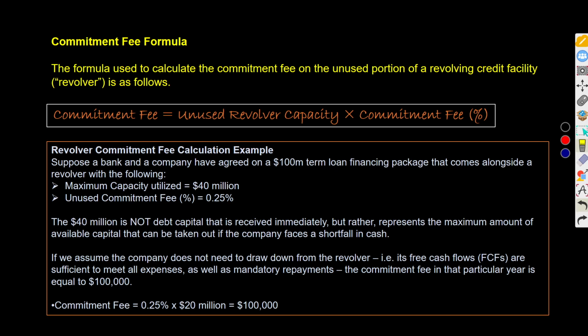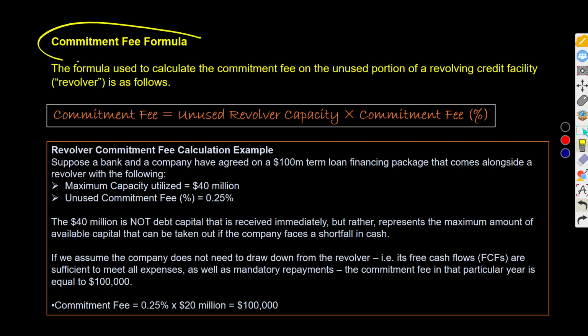And that's why the calculation formulas and all the other key aspects, information and inputs are very essential. I hope you got the idea about this revolver facility and everything. So now let me explain a few other things.